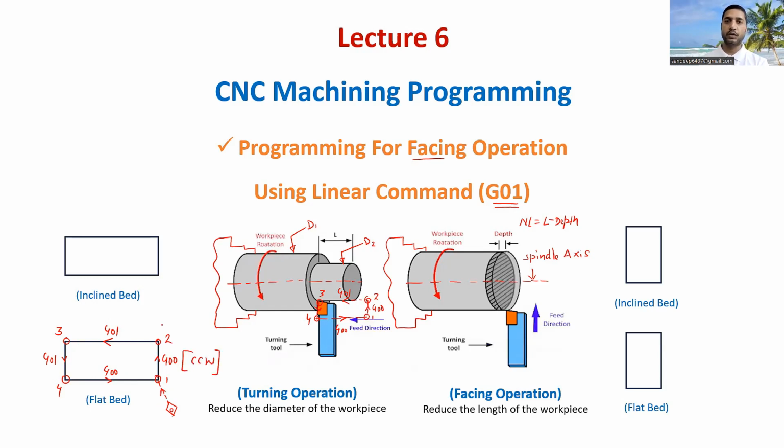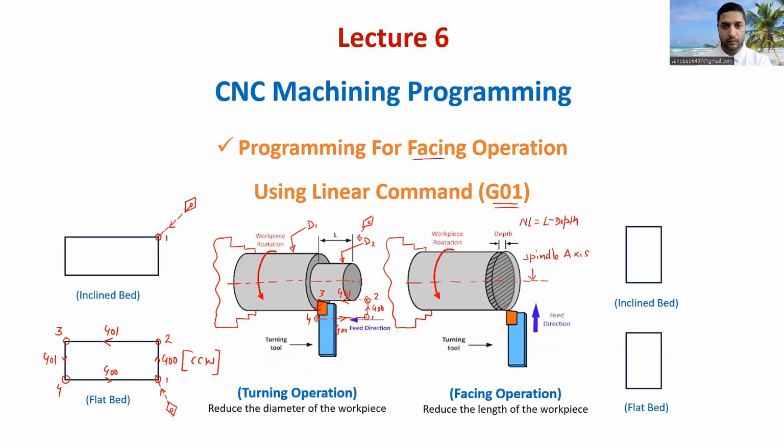Now let me explain you the turning operation for inclined bed. So in inclined bed, as I have mentioned, for modern CNC machines, we have an inclined bed or slant bed. Here, the cutting tool will approach the workpiece from this side. So let us say this is the point number 1. So cutting tool is approaching from a certain location to this point number 1. And let us say our cutting tool is here, and we are reaching at a point, let us say this is point number 1. I hope you are getting it.